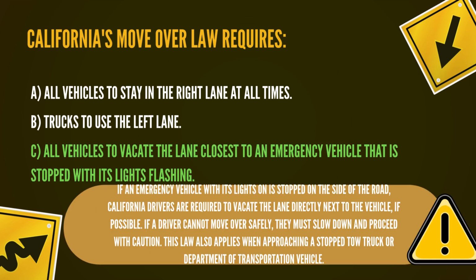Correct answer is option C. If an emergency vehicle with its lights on is stopped on the side of the road, California drivers are required to vacate the lane directly next to the vehicle, if possible. If a driver cannot move over safely, they must slow down and proceed with caution. This law also applies when approaching a stopped tow truck or Department of Transportation vehicle.